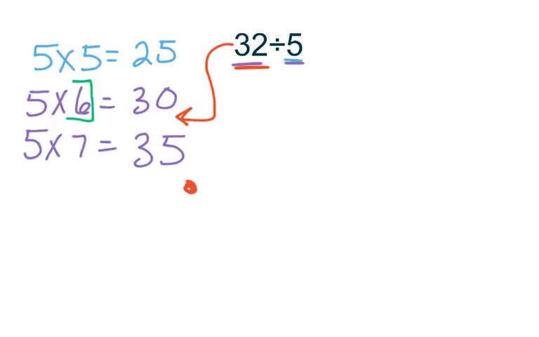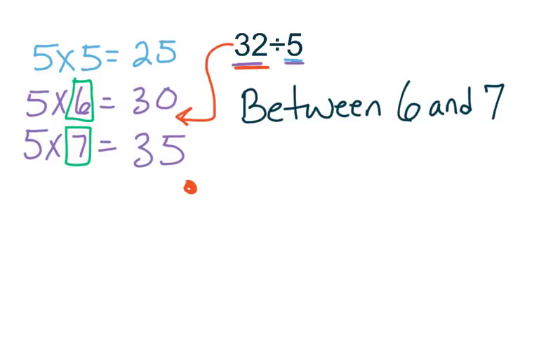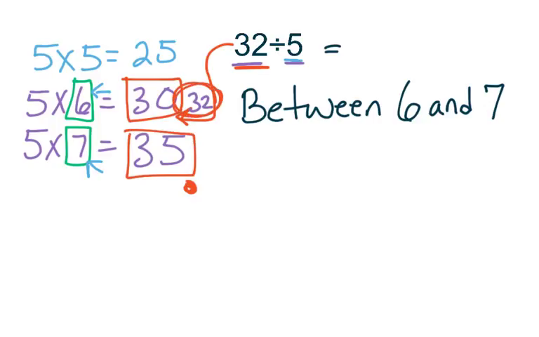I'm going to go ahead and put a box around my factors of 6 and 7. And that is what my quotient is going to fall between. So my quotient is going to fall between 6 and 7. Now, I want to look even closer. And I want to think, okay, if right here gives me 32, which is closest? Is my actual quotient going to be closer to 6 or 7? The way I find that out is by looking at these products. Is the product of 30 or the product of 35 closer to my dividend of 32?